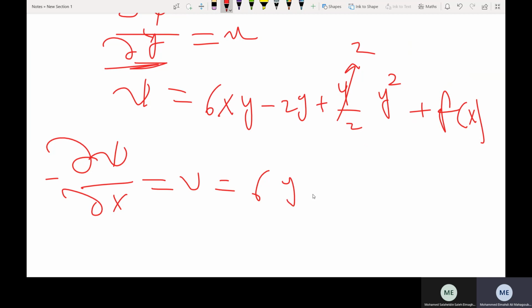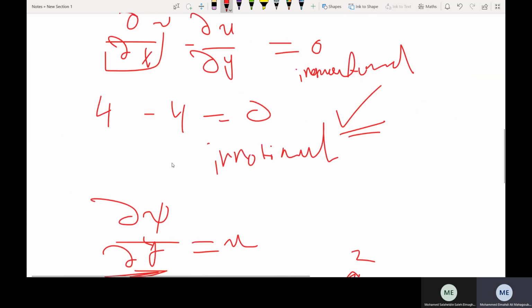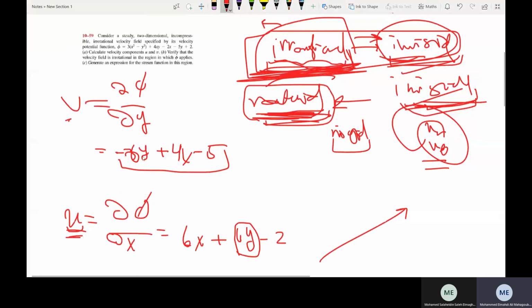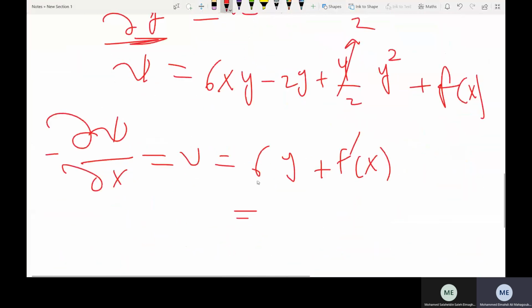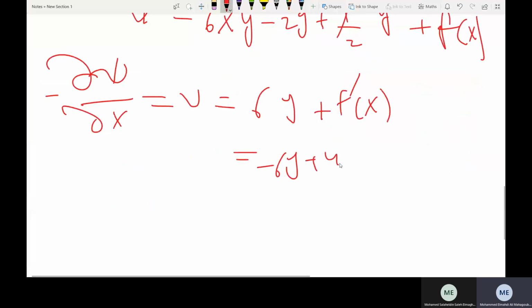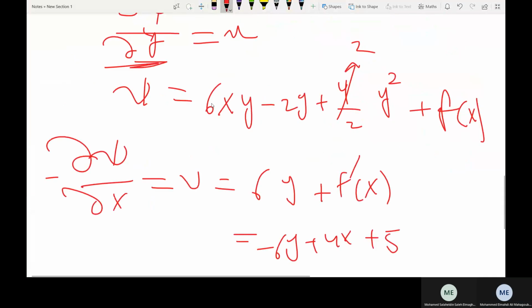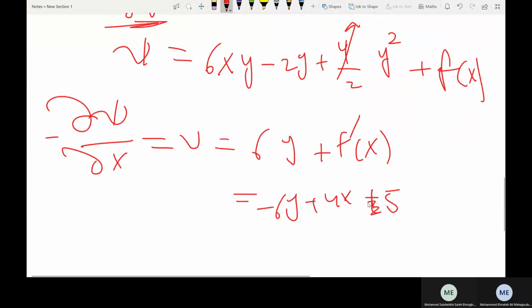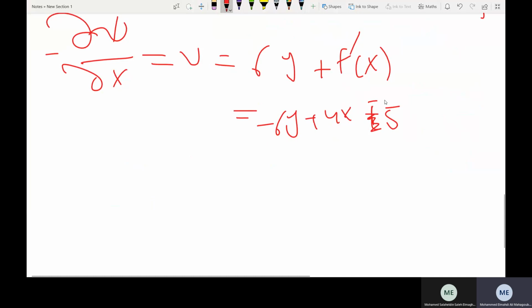You have 6y, everything else is 0, plus the derivative of this function, which is equal to the v component. Where is the v component? This is it: minus 6y plus 4x minus 5. So minus 6y plus 4x, plus 5 or minus 5? Minus 5. Okay, those two should be equal.